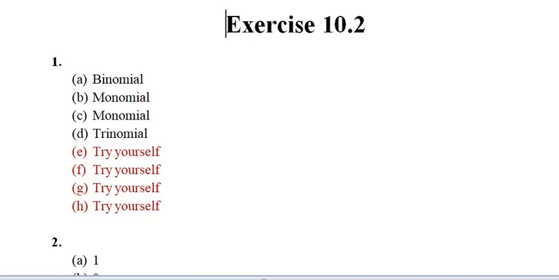The first question is to identify the given expressions as monomials, binomials, trinomials and quadrinomials. So what are these, by the way? You have to just tell whatever the expression that is given as a question, whether they are monomials, binomials, trinomials, or quadrinomials. But what are they, by the way?